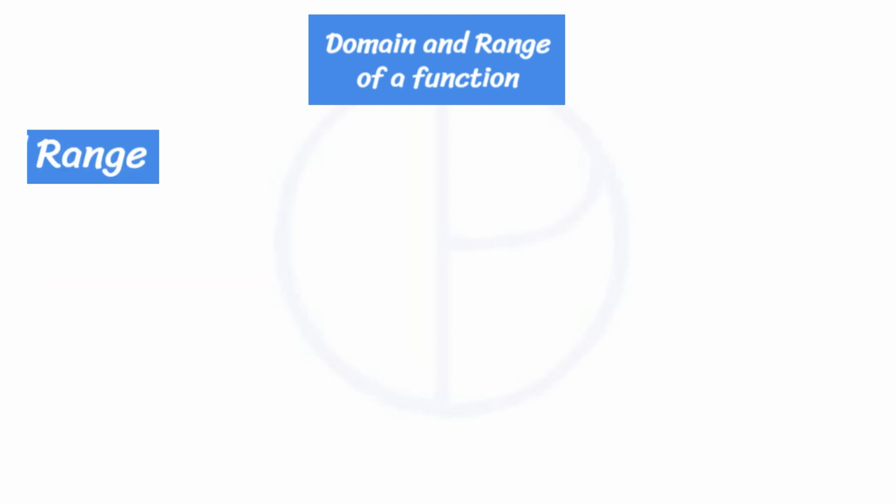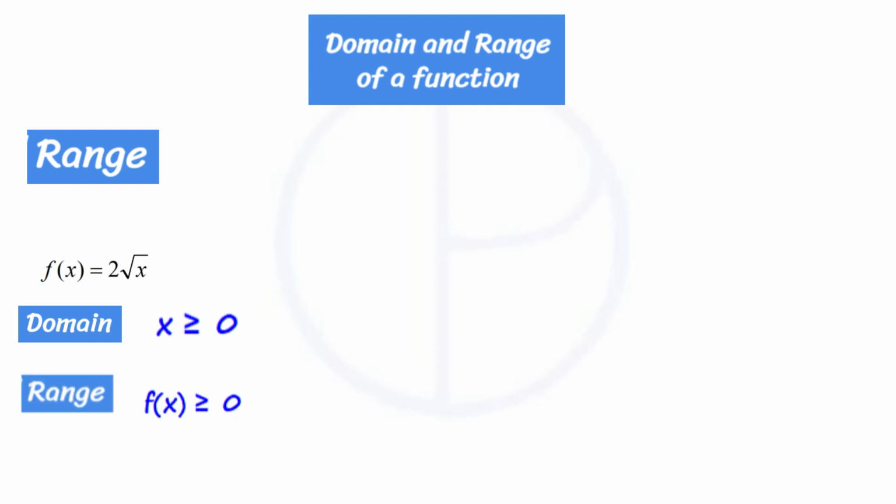Next, the range of a function is the set of all possible output values, usually the y values that the function can produce. f of x equal to 2 times square root of x. Here, x greater than or equal to 0 is the domain. So when x is 0, f will become 0. That will be the minimum value it can take. So as x increases, the value of f of x also increases. So f of x will be greater than or equal to 0 is the range of this function.